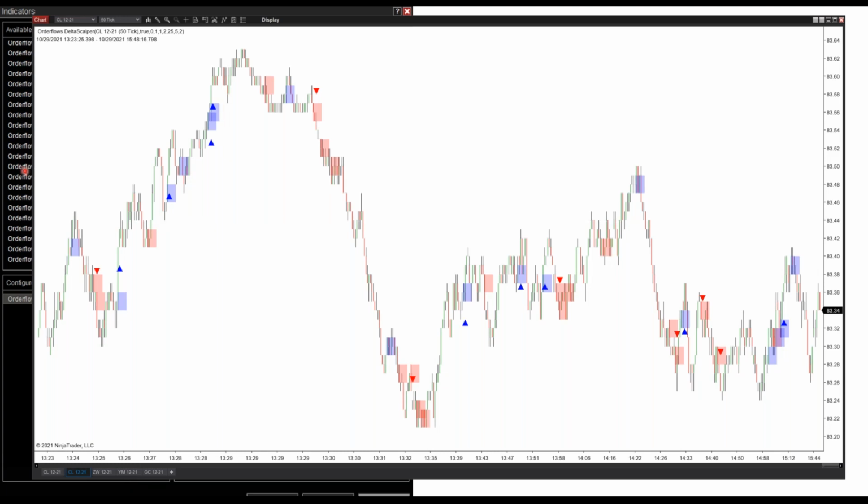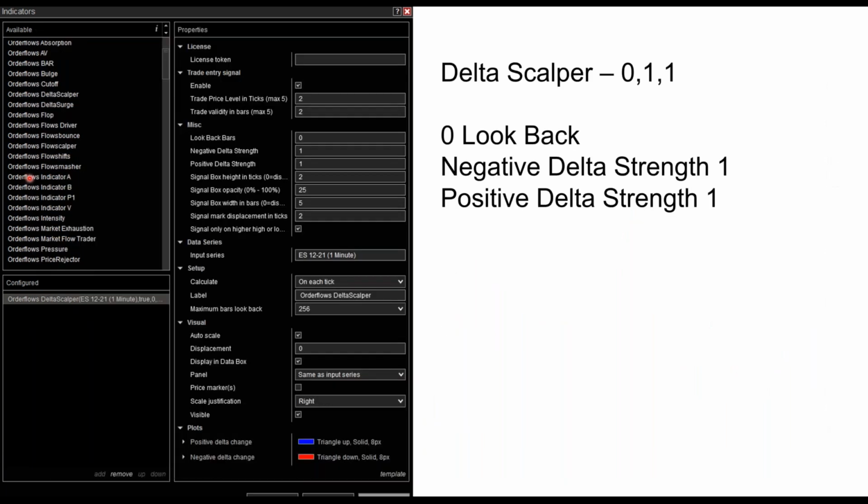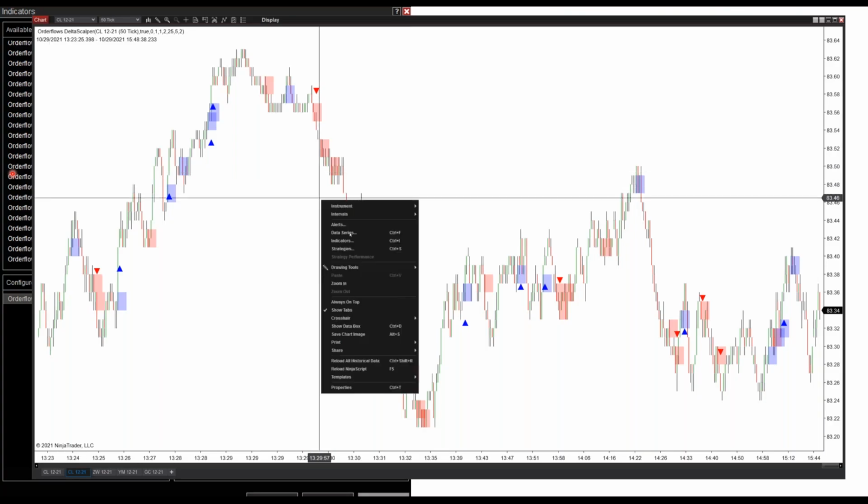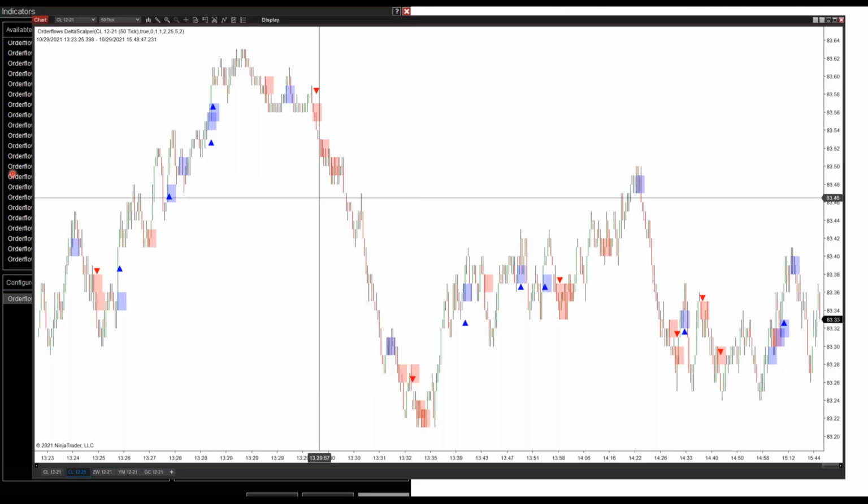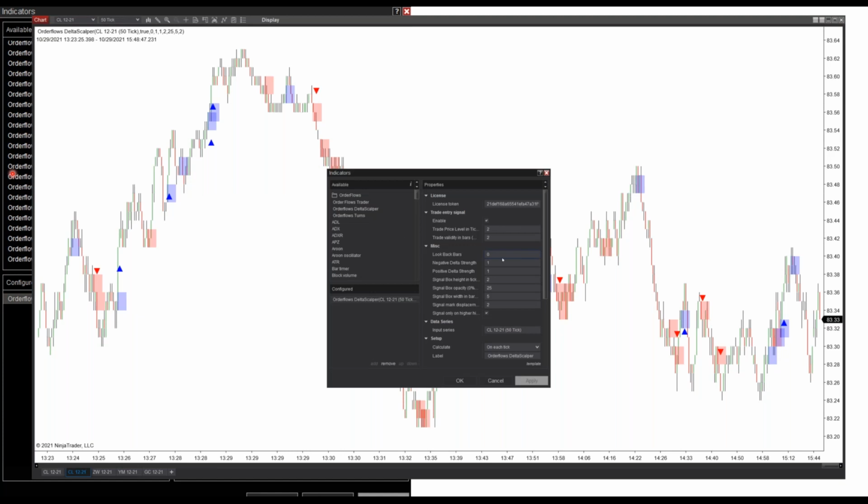Okay, so that's 0, 1, 1. Basically no look back and a strength of 1, positive and negative. Now the next one that I suggest people try is 1, 1, and 1. One look back, strength is 1 and 1. On a chart, it's now going back over the previous bar, the initial bar as well as the previous bar, and it's basically comparing deltas and order flow.